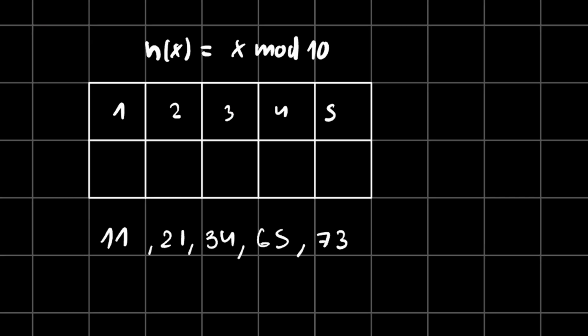So we go back to our iPad screen. We know that 11 goes to index 1, so we add 11 to 1. That's it. However, 21 also goes there. So what do we do with 21? 21 wants to go in here, but we cannot do that because it's already been taken by 11.